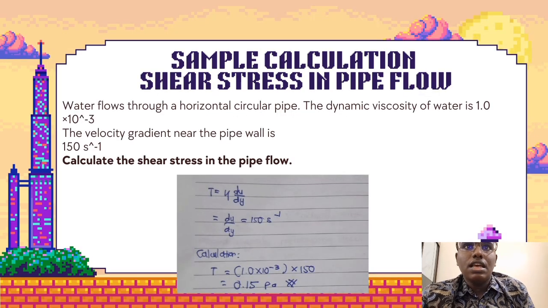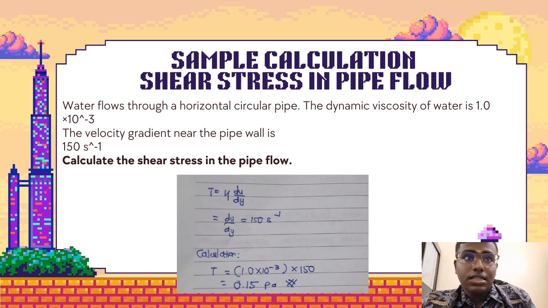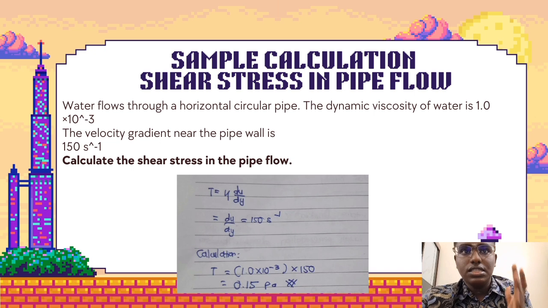Next, sample calculation of shear stress in pipe flow. Water flows through a horizontal circular pipe. The dynamic viscosity of water is 1.0 times 10 to the power of negative 3. The velocity gradient near the pipe wall is 150 per second. Calculate the shear stress in pipe flow. You just use the formula tau equals dynamic viscosity times du over dy. Du over dy is already given in the question as 150. Just substitute, and the answer is 0.15 Pa. So the unit is pressure, Pa.